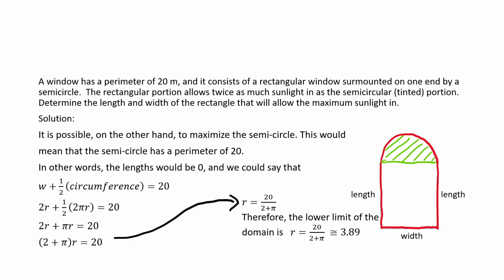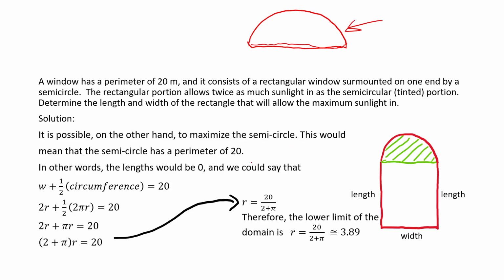On the other hand, it's possible to maximize the semicircle. Now, what would that look like? Well, if we maximize the semicircle, it would mean we were minimizing the rectangle. So we'd have a huge semicircle with the littlest tiny rectangle underneath it. Okay, so let's imagine that that little tiny rectangle on the bottom was virtually 0. That would mean that the entire perimeter of 20 meters was used up just creating a semicircle.